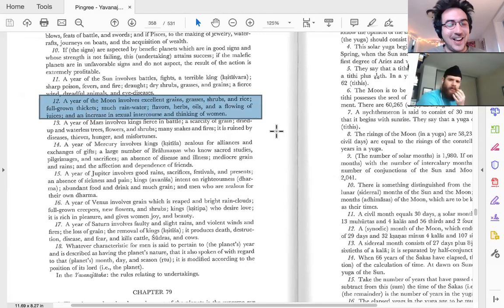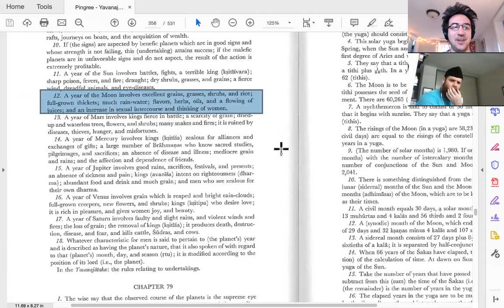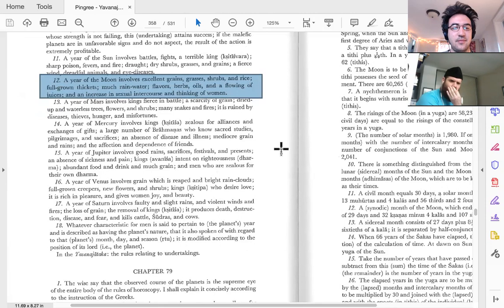Yeah. Okay. There's all this abundance in the year of the moon here for the empire. That's pretty cool. Anyway.